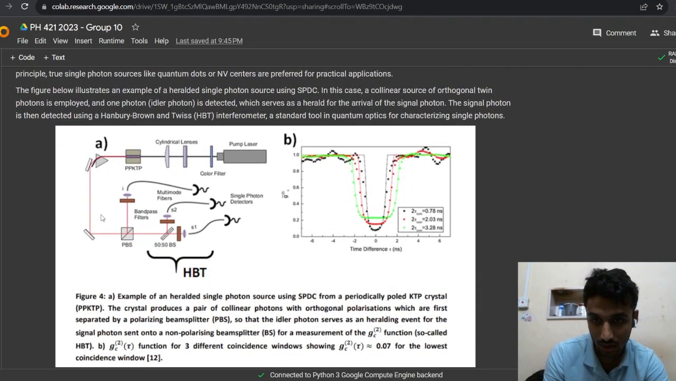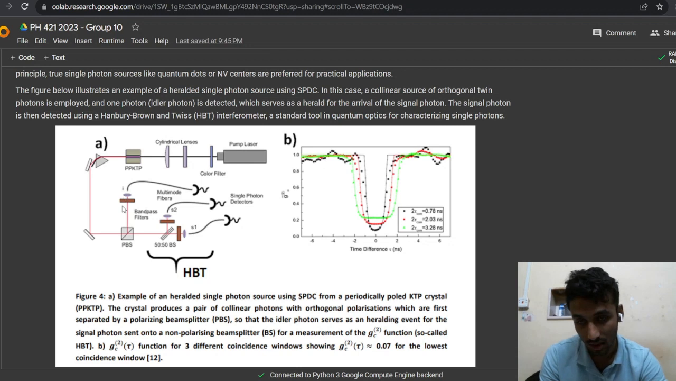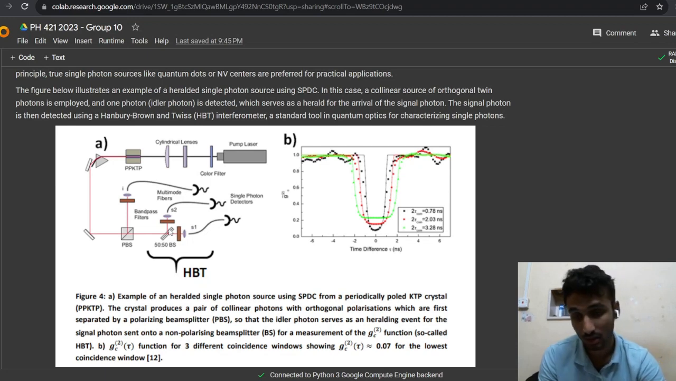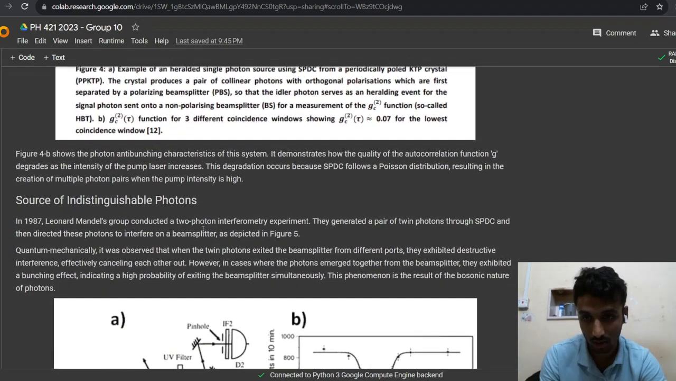So you can see that after passing through the crystal, you can filter the extraordinary and ordinary parts out, and one of them, the idler photon, can actually herald the coming of the signal photon. So that is another useful thing.